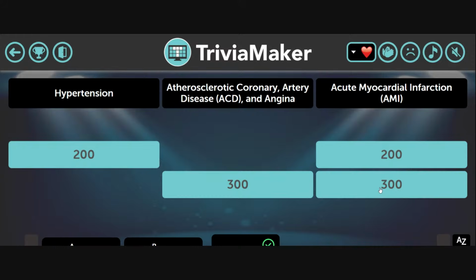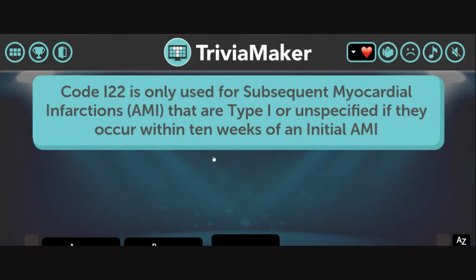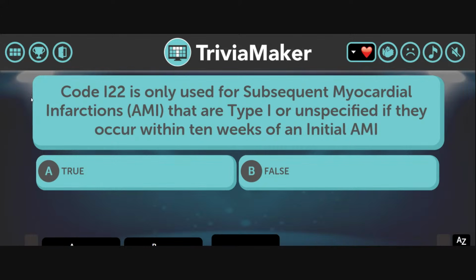Perfect indeed. Okay, let's move back to AMI. Let's do a 300. Okay, so code I22 is only used for subsequent myocardial infarctions or AMI that are type 1 or unspecified if they occur within 10 weeks of initial AMI. Is this true or false? I know that was a lot of words, so I'll give you guys a few seconds.